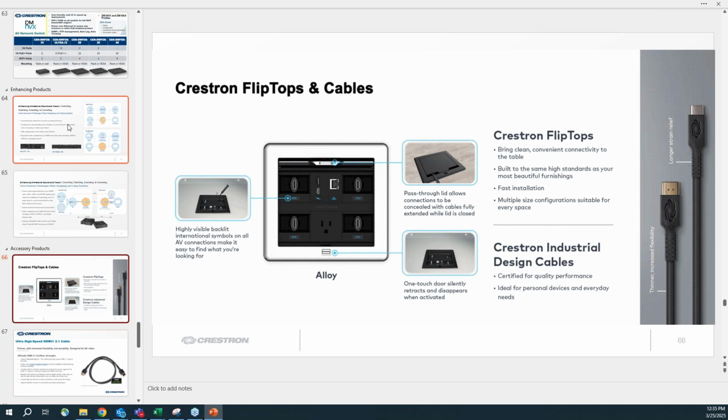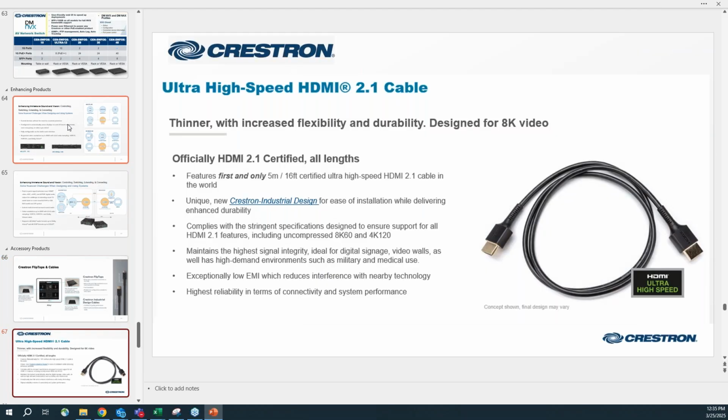One thing to note about Crestron, again, we've been around for 50 years. We have probably 15 different product families and roughly 1,900 individual SKUs. So not only do we make NVX, we do have other items to round out your AV environment. This is just showing some of our flip top boxes and solutions, our architectural solutions, as well as cabling.